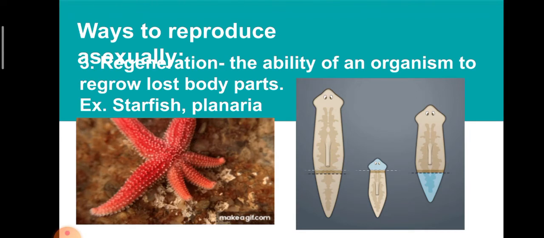And then we have regeneration. It is the ability of an organism to regrow lost body parts. So we have the starfish and the planaria as our examples. Sa starfish, pag natanggal yung isa niyang part, may tutubo at tutubo ulit doon. Ganon din naman doon sa planaria. Halimbawa, natanggal yung buntot niya, tutubo yon. Yung ulo naman niya na nawala ng buntot, tutubo ulit yon. So, ganun sila dumadami. Ganun sila nagpaparami.